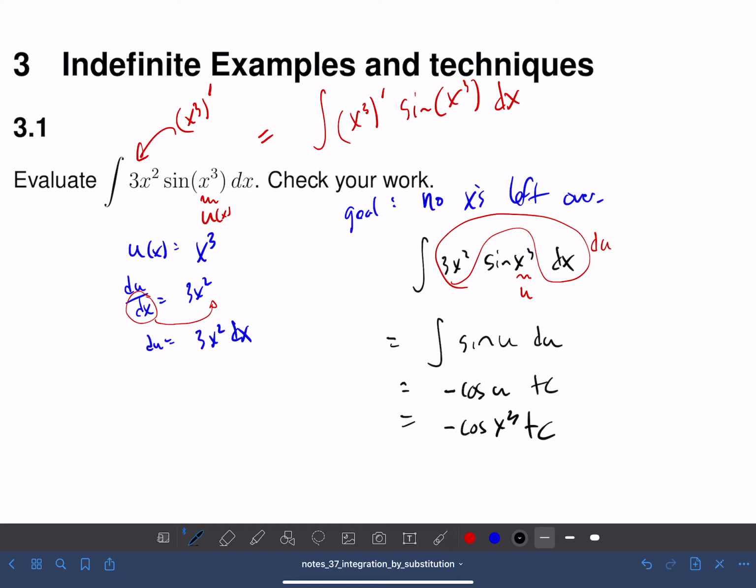So I have minus cosine of x cubed plus c. And so that's what our antiderivative is. So the integral of 3x squared sine of x cubed dx is equal to minus cosine x cubed plus c. And so all we did was undo the chain rule.